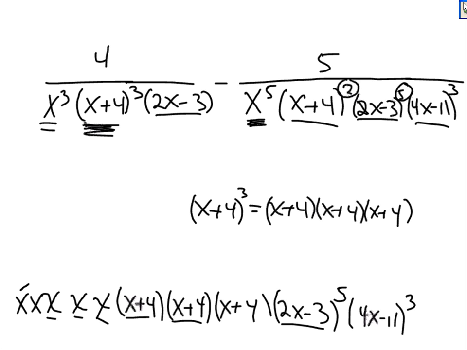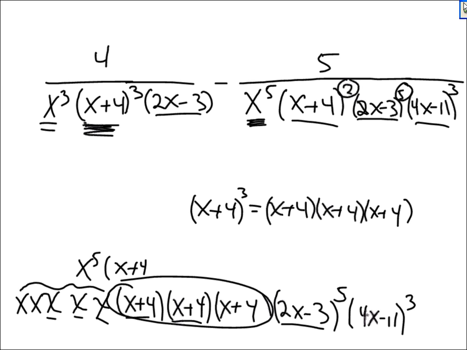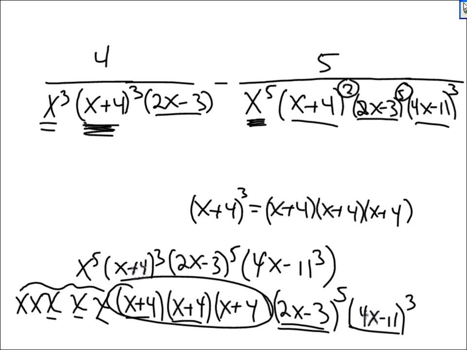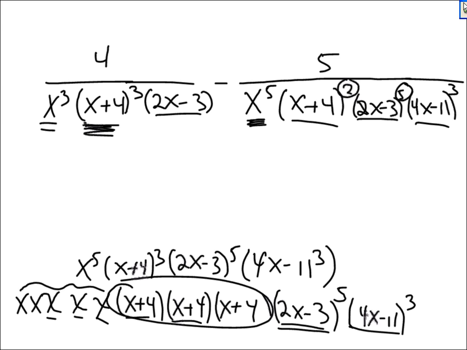The final answer should probably be x to the 5th times x plus 4 cubed times 2x minus 3 to the 5th times the 4x minus 11 to the 3rd. Now I'm going to redo this problem all over again, and I'm not going to expand things. I'm not going to say x times x 5 times.